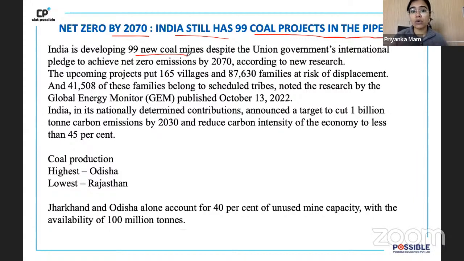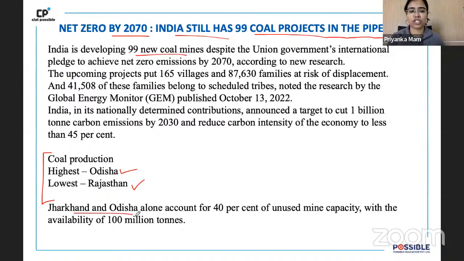Now if you are developing coal mines on one end, and then you're trying to have net zero emissions on the other end, how are you going to bridge that gap? And so in this entire thing, the only thing that we need to know is how much coal production there is, मतलब कौन सी active coal production sites हैं और largest कहाँ पे है और कम कहाँ पे है. So largest coal production sites are there in Odisha, lowest is in Rajasthan.